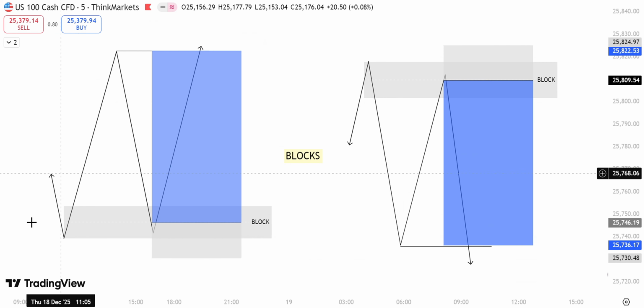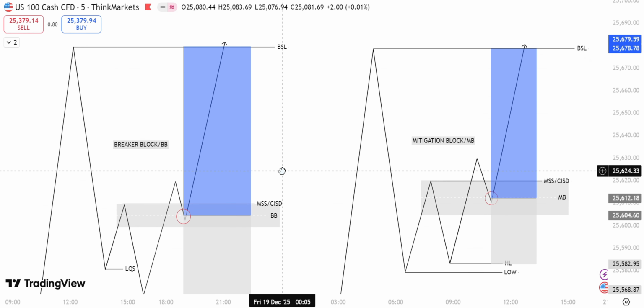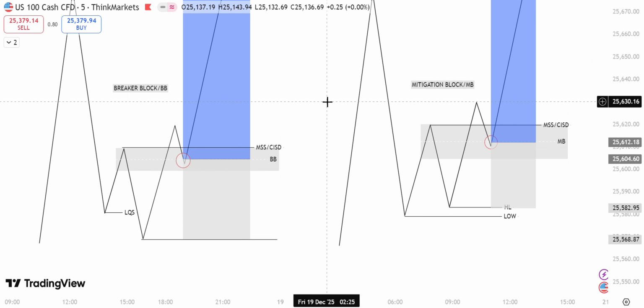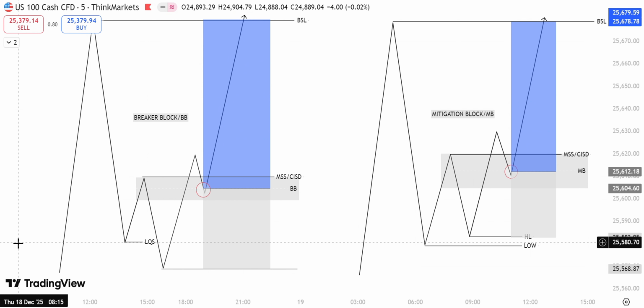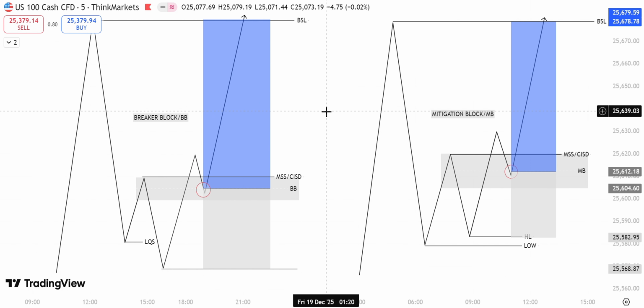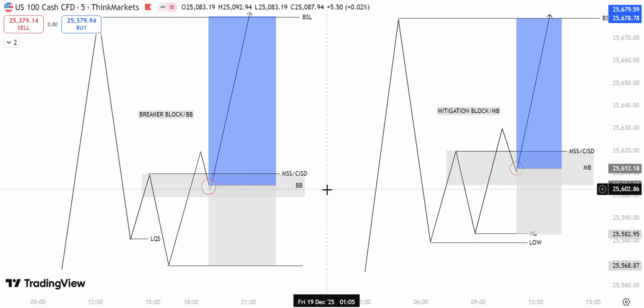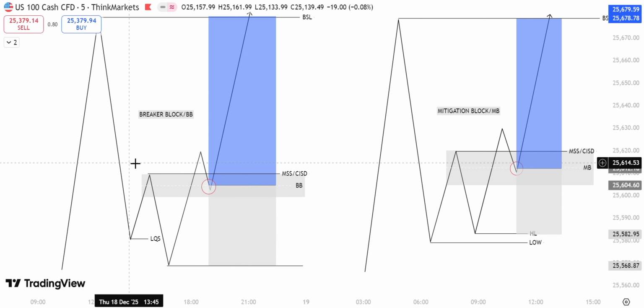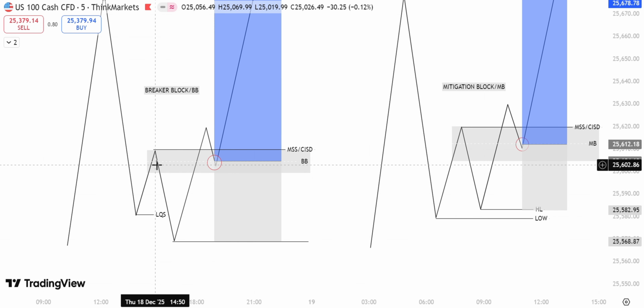As I mentioned, a block is the last candle before the impulsive move up or down. So these are all blocks, but these are two types of blocks that are very powerful. Let's start with the breaker block right here. As the name suggests, you have a break below the low, basically a liquidity sweep, which after a market structure shift or a change in state of delivery, confirming that the trend is going to switch, this becomes your breaker block. It's not this, it's actually this that becomes your breaker block.